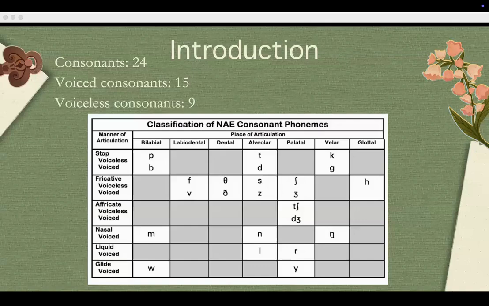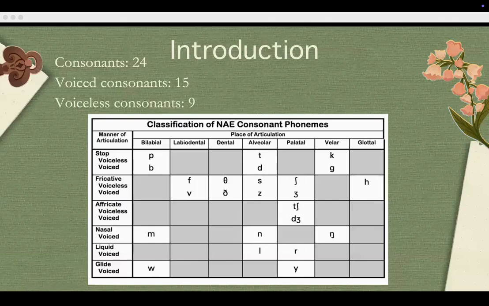And we often divide them using the voicing criteria into two main types, voiced and voiceless consonants. So we have 15 voiced consonants and 9 voiceless consonants. So what do voiced and voiceless mean? Voiced sounds involve vocal cord vibrations, while voiceless sounds do not.